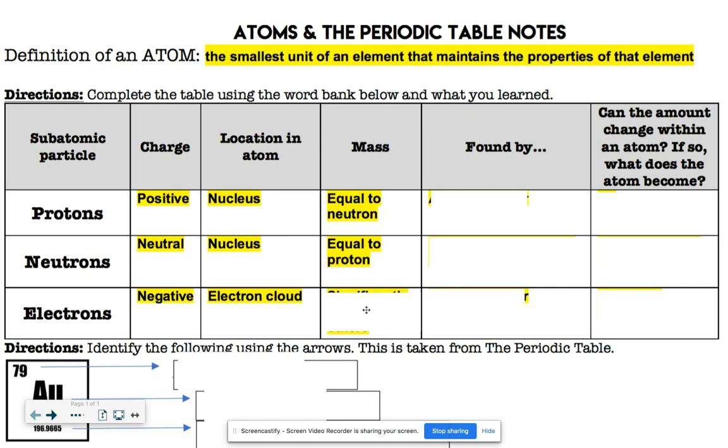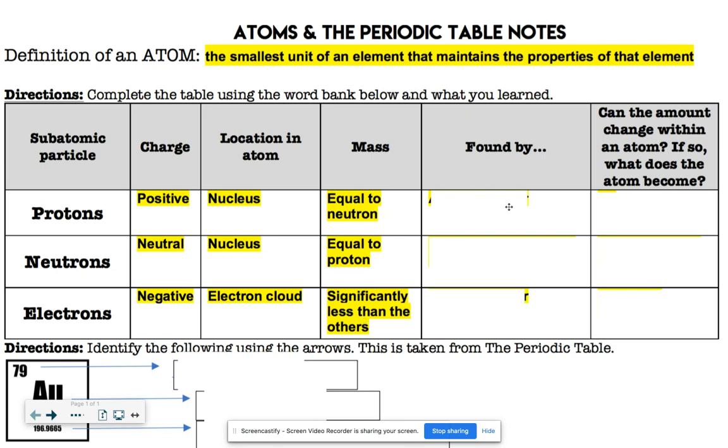They're matter, so they have mass, but it's super small. So it's significantly less than protons and neutrons. You would need almost 2,000 electrons to equal the mass of one neutron or one proton. So you can add and subtract electrons, and it really won't change the mass of an atom.